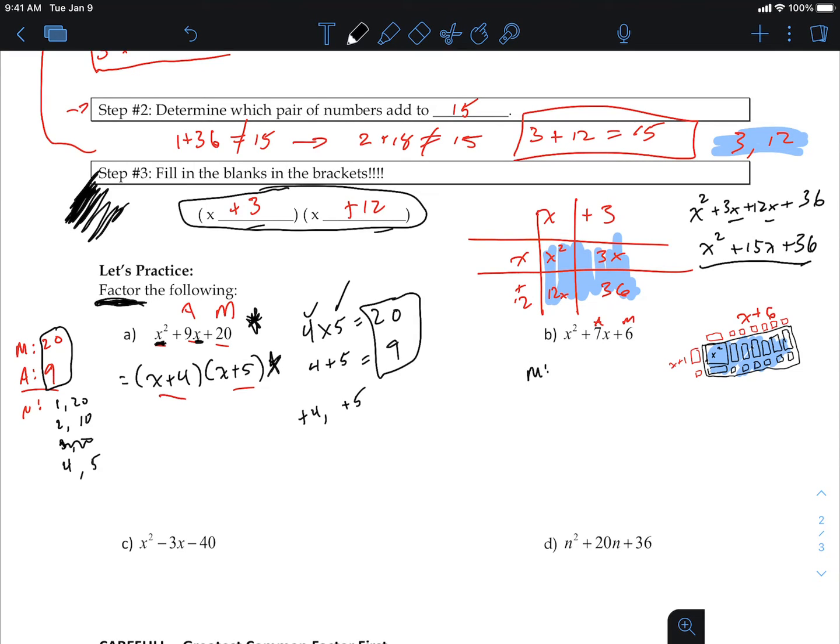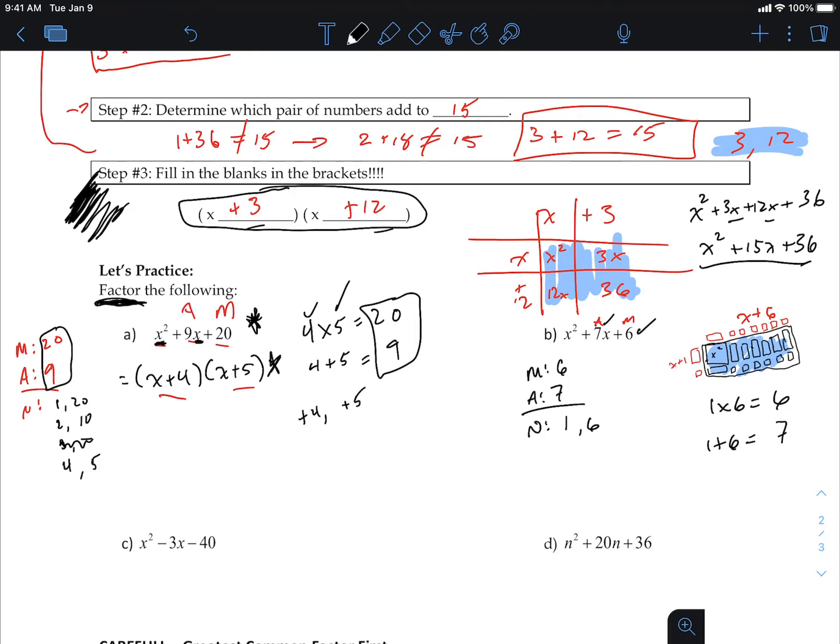Need to find two numbers that multiply to 6 and add to 7. Well, let's start running through our numbers. 1 times 6. Oh, that's not bad. That's an easy one. That's convenient. Look. 1 times 6 equals 6. 1 plus 6 equals 7. It works for both of them.